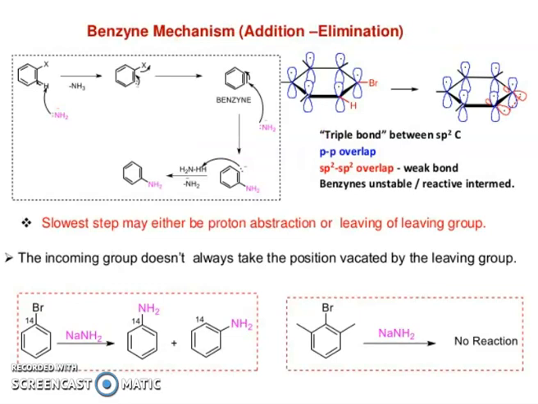Now, benzyne mechanism, elimination addition. You can see the formation of benzyne and then formation of aniline. You can see the triple bond between sp2 carbons, pp overlap, sp2 sp2 overlap, weak bond, benzyne unstable and reactive intermediate. The slowest step may either be proton abstraction or loss of the leaving group. The incoming group doesn't always take the position vacated by the leaving group. So you can see the formation of two products if you label it with carbon 14. If you block the ortho positions, you will find no reaction.